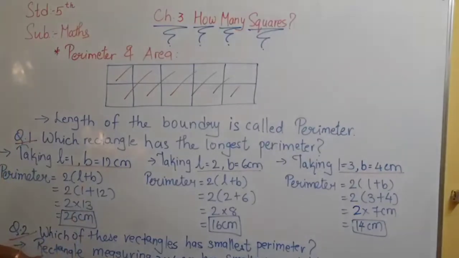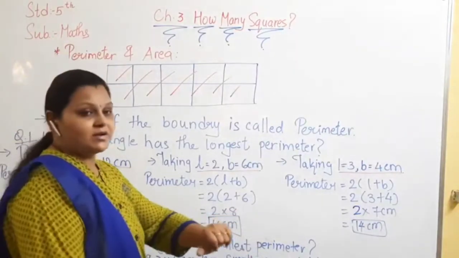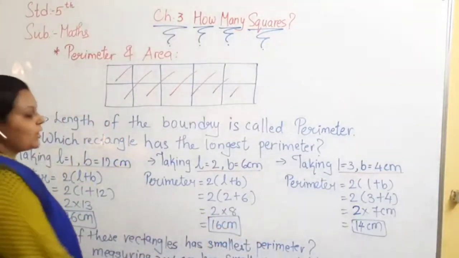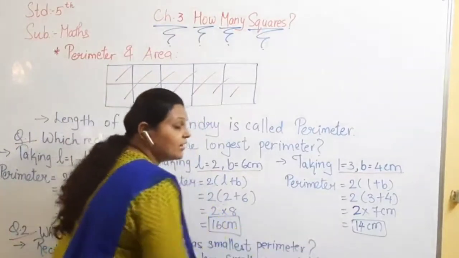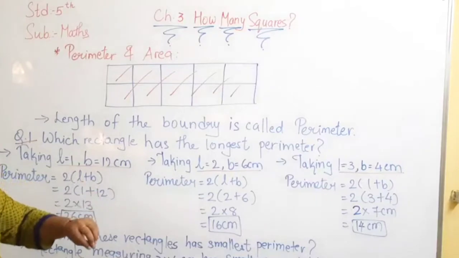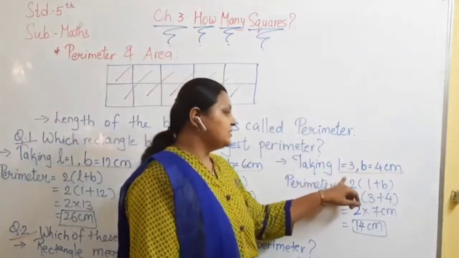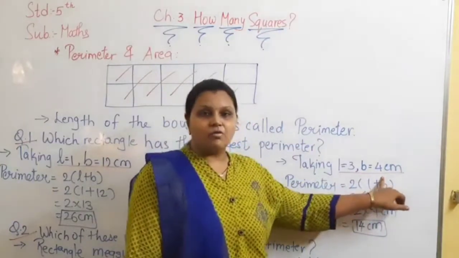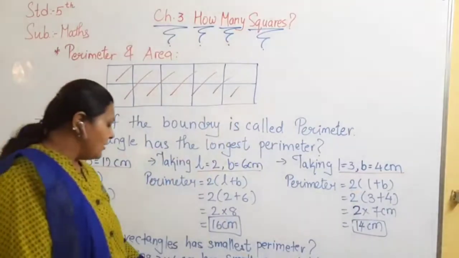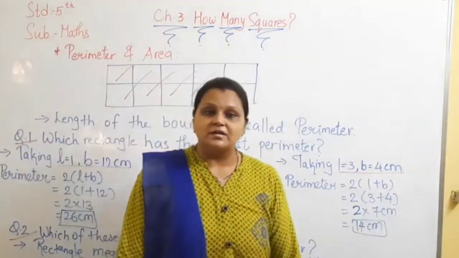Now moving to the second question, which of these rectangles has the smallest perimeter? If we compare, one has 26, one has 16 and one has 14. So here 14 centimeter is the smallest perimeter, which is taken with length 3 and breadth 4 centimeter. We can say that the rectangle measuring 3 and 4 centimeter has the smallest perimeter.